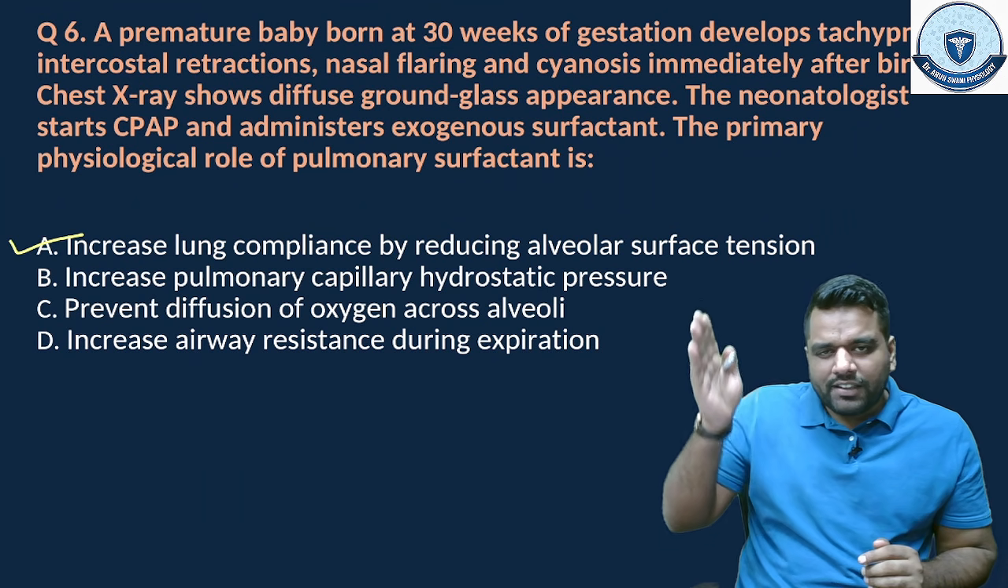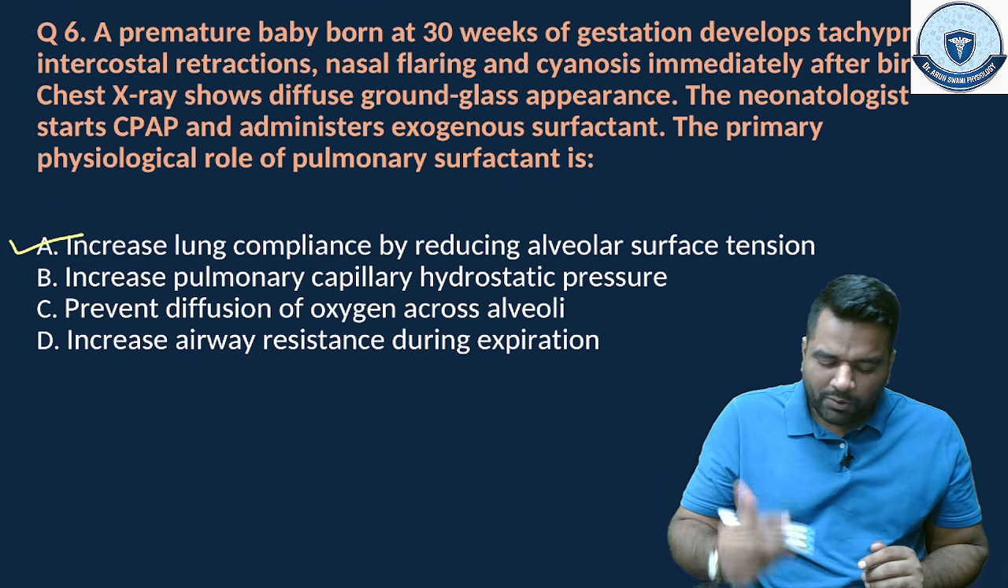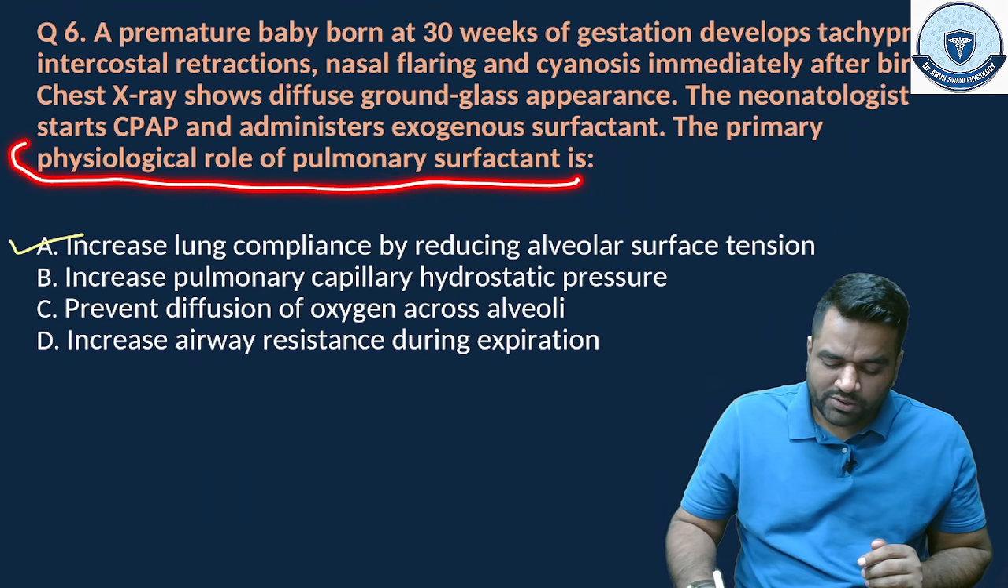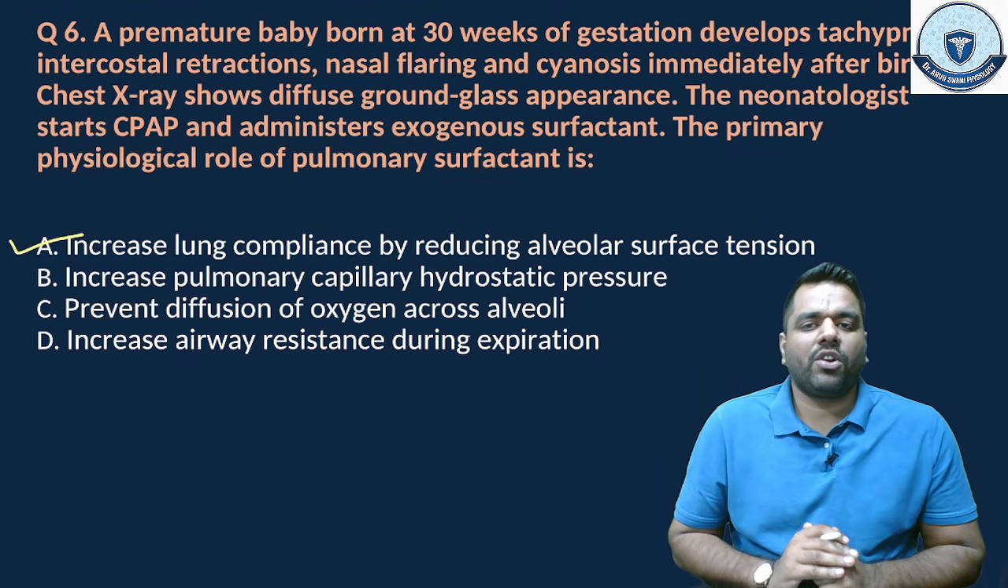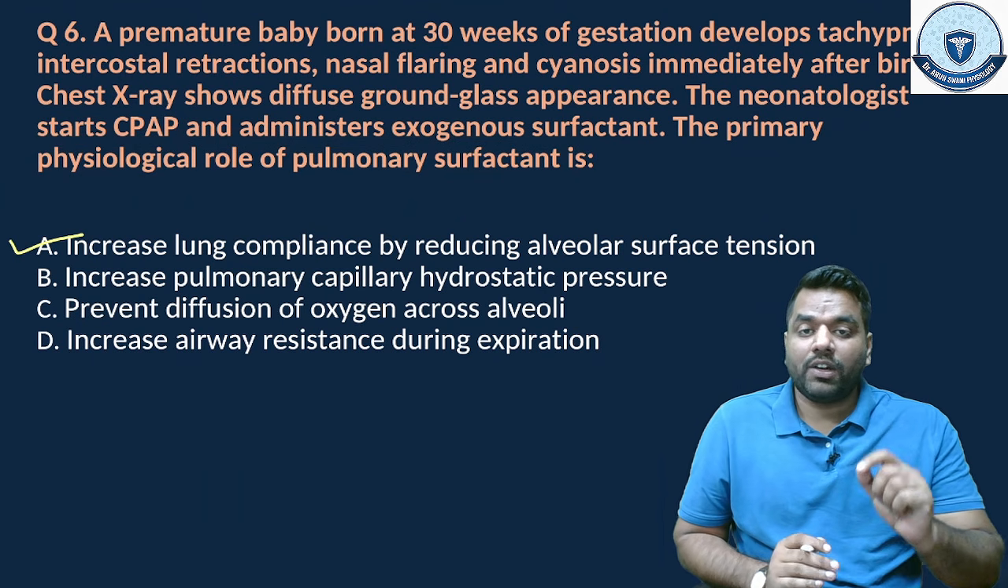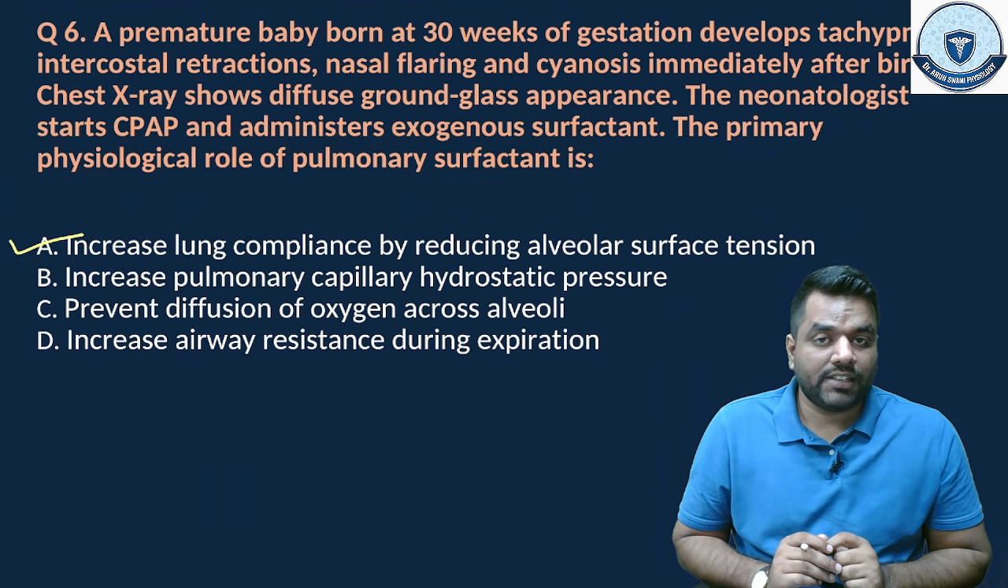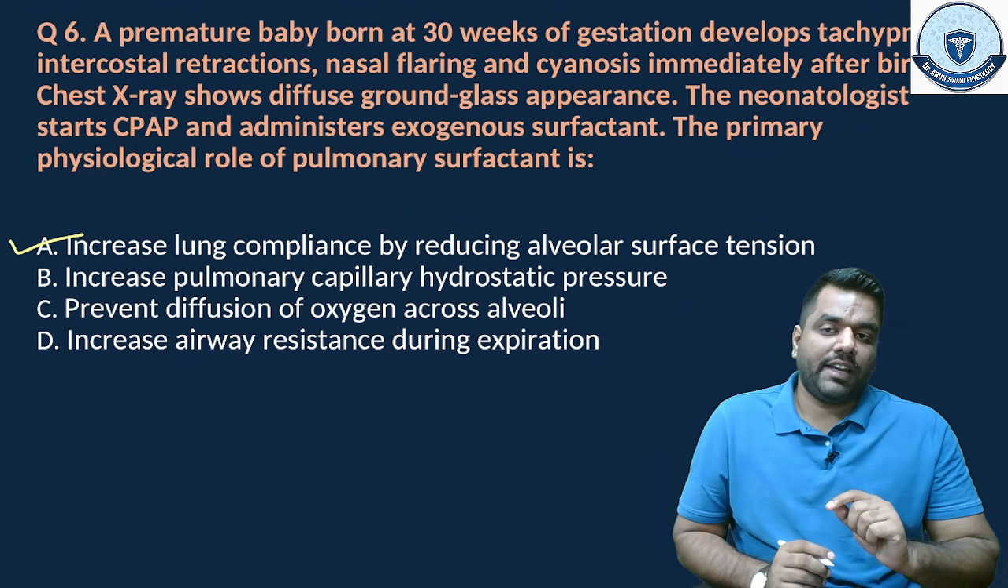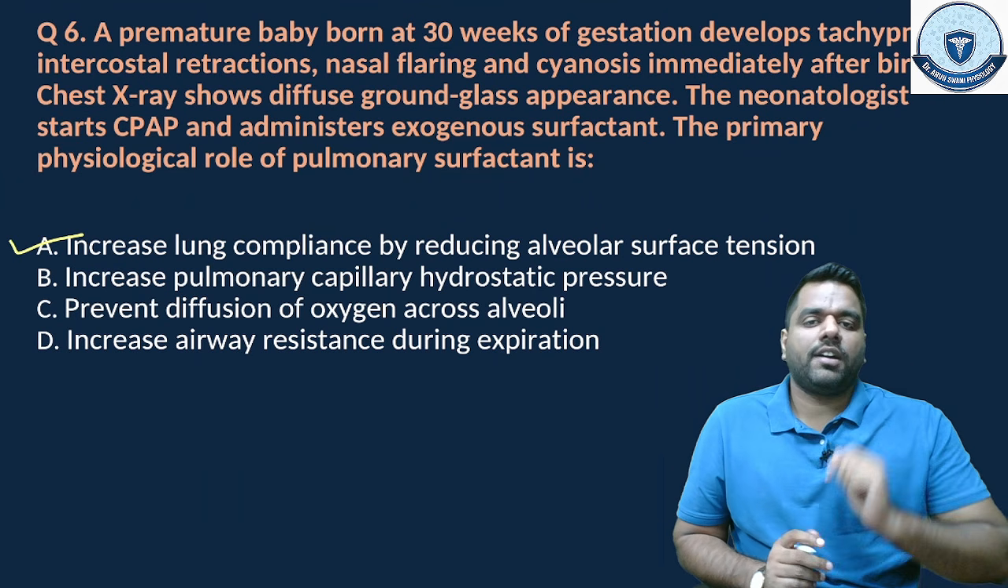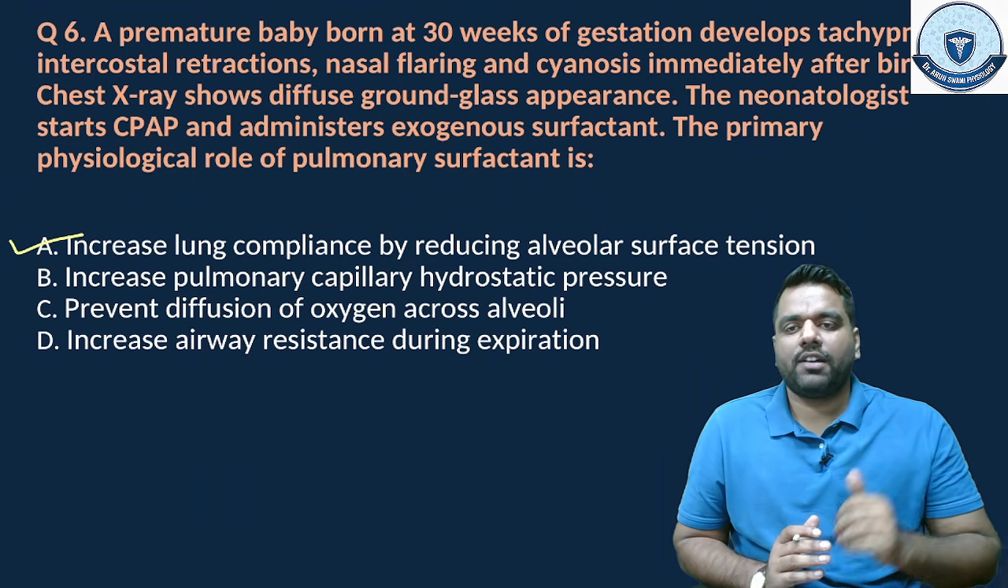So see, in this multiple liner question, they gave all the clinical history above, but below they only asked the physiological role of pulmonary surfactant. So whenever you see any multiple liner in your examination, first read the last line, see the options, and then start reading the full question, right? So you can save time by this trick.